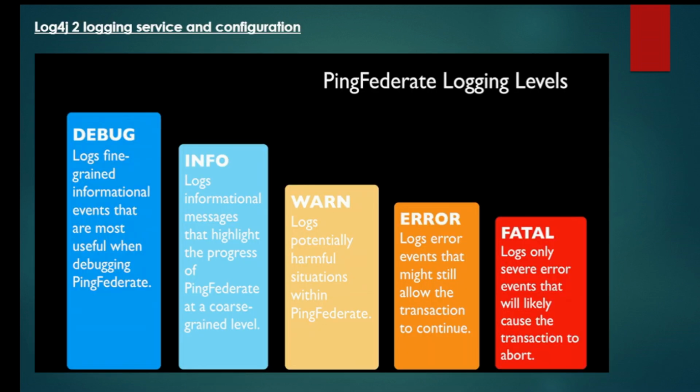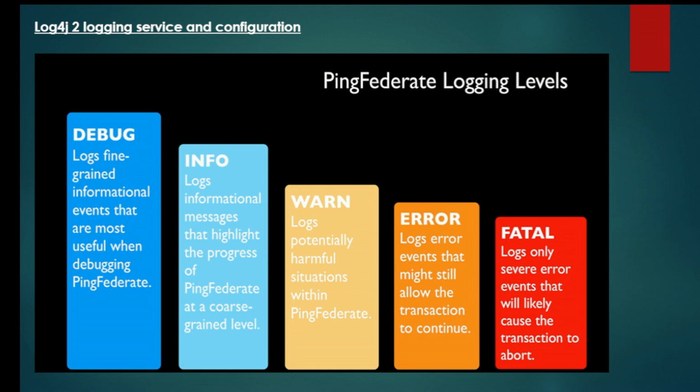Okay, then you have the log4j2 logging service and configuration. These are the modes: debug mode, info mode, warn mode, error mode, fatal mode. Debug mode basically logs fine-grained informational events that are most useful when debugging PingFederate. Then you have the info logs, which are informational messages that highlight the progress of PingFederate at a coarse-grained level. Then you have the warning logs, for potentially harmful situations within PingFederate. Then you have the error logs, that is error events that might still allow the transaction to continue.